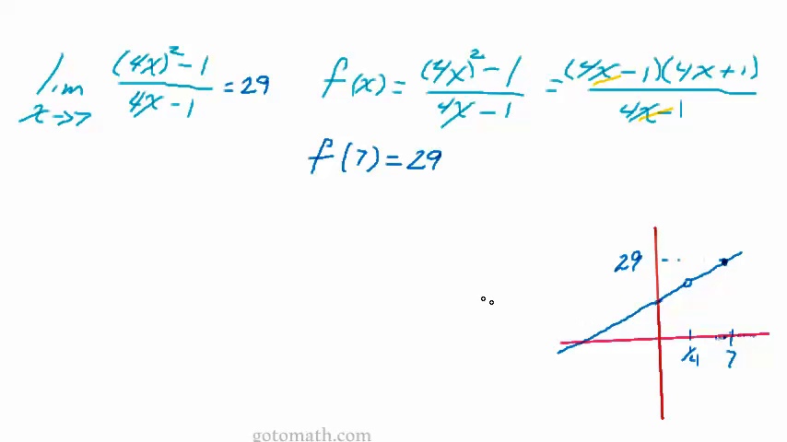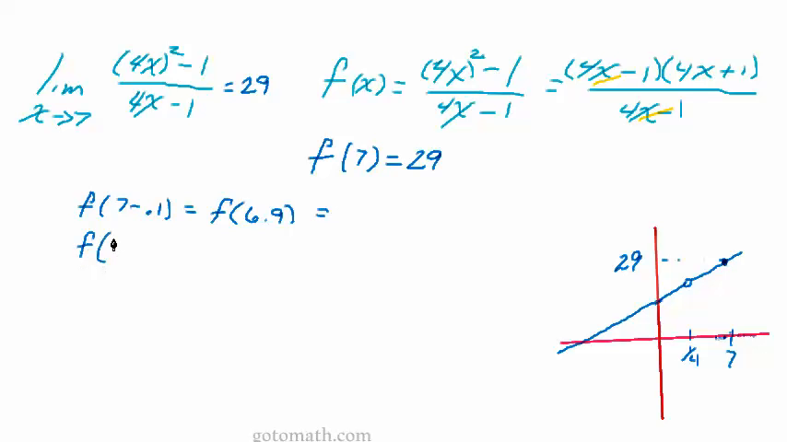What we mean by that is we can do this numerically. I'm going to pick a number that's close to 7 coming from the left hand side. For example, if I took 7 and subtracted off 0.1, that's the same thing as saying f of 6.9. In other words, I'm coming in from the left, and of course we get some number, and it's going to be close to 29.